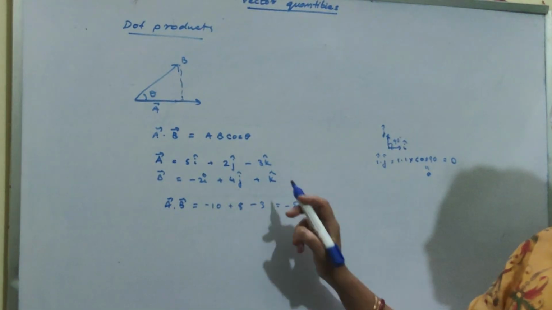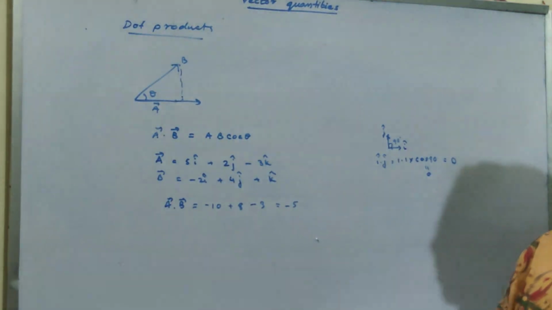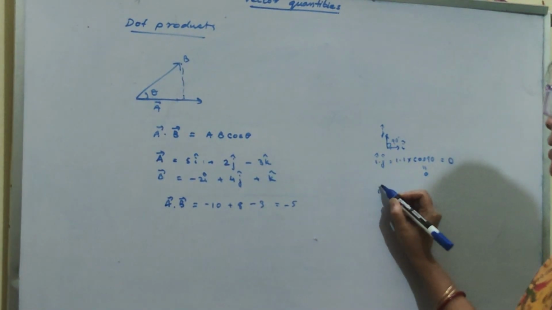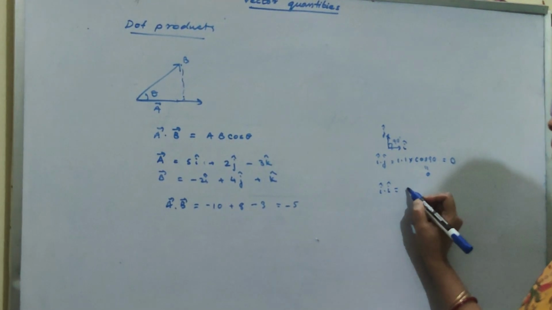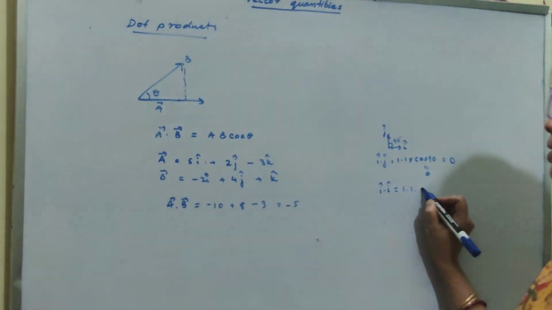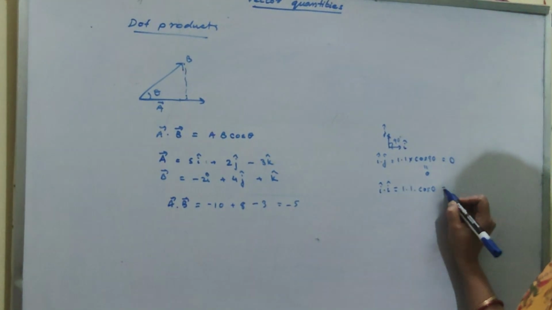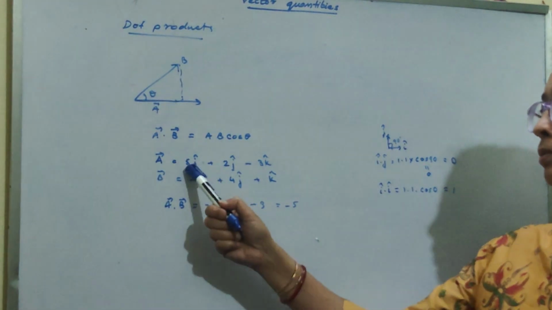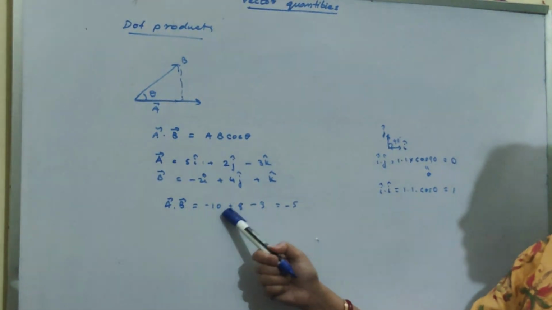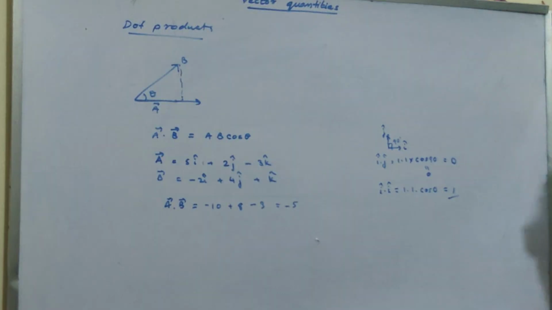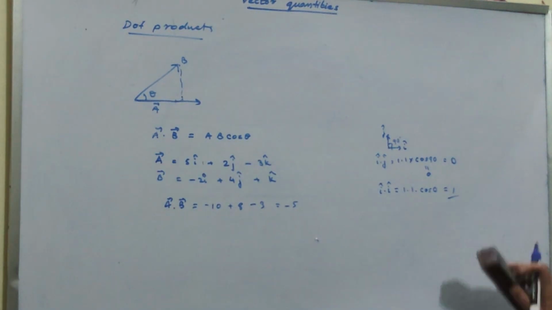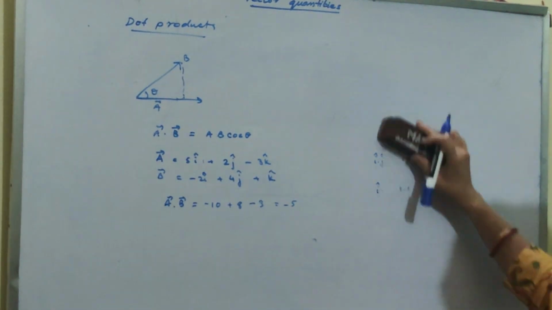You get 0. Similarly, j with i you get 0, k with j you get 0. But when you multiply i dot i, both have magnitude 1 and you have cos 0 which is also 1. So you get the answer 1. So the i component of A, 5, multiplied by minus 2 will remain, and that will be multiplied with this one. Okay. Now, when I come to vector quantity, I'll get a vector result.